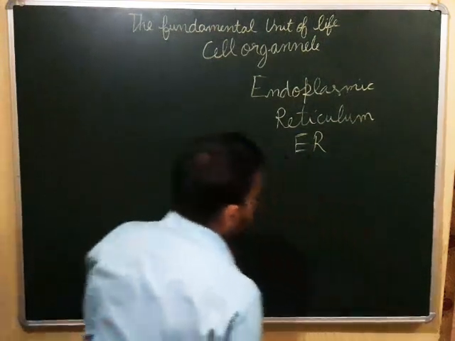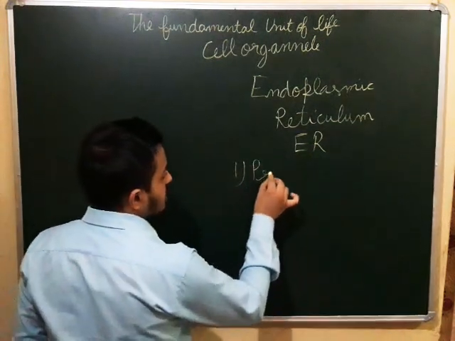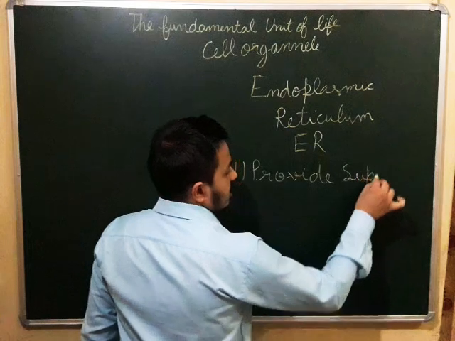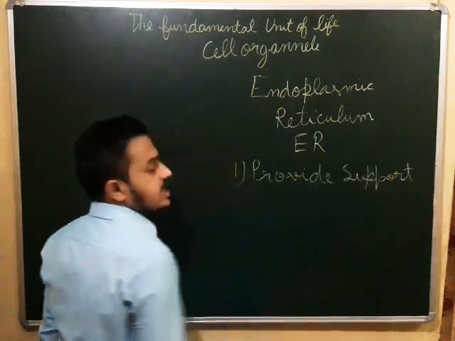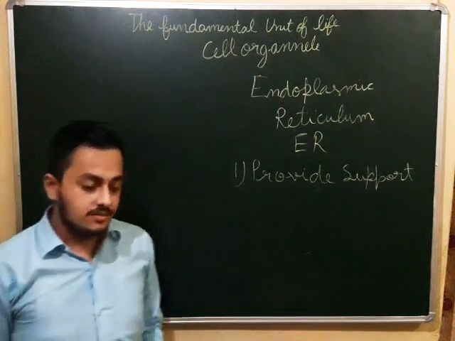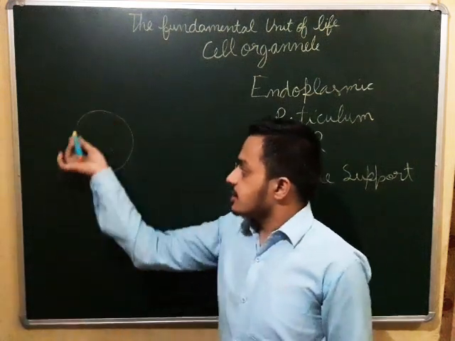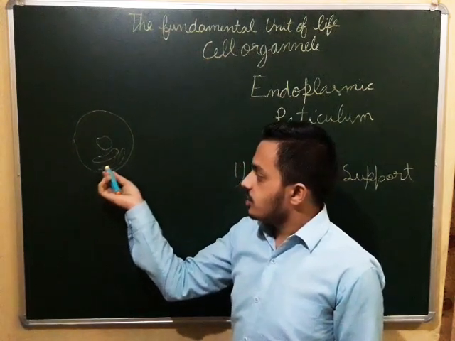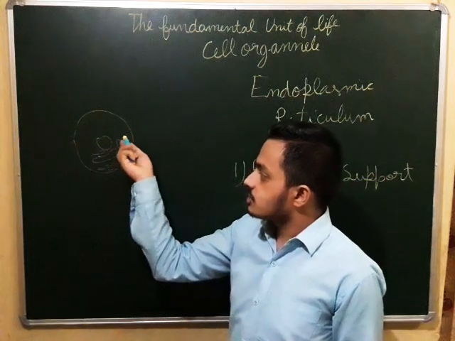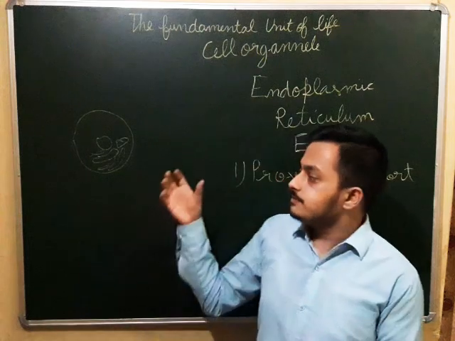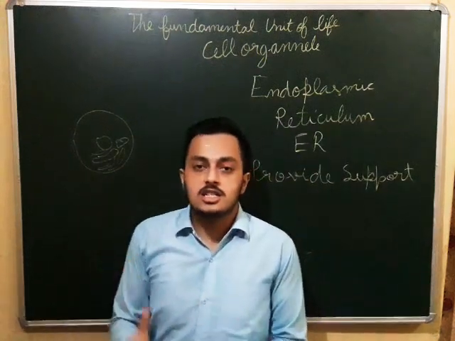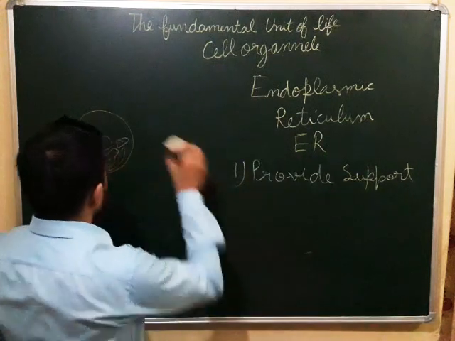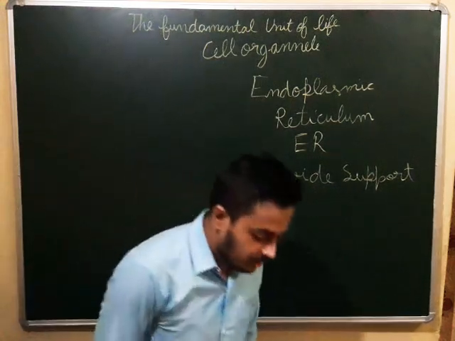So the very first function of the endoplasmic reticulum is to provide support. The endoplasmic reticulum provides skeletal support to the cell. If you consider the structure of the cell, you have the nucleus and then lie these endoplasmic reticulum, membranous-like structures. These help to give internal support to the cell. So the first is to provide skeletal support.